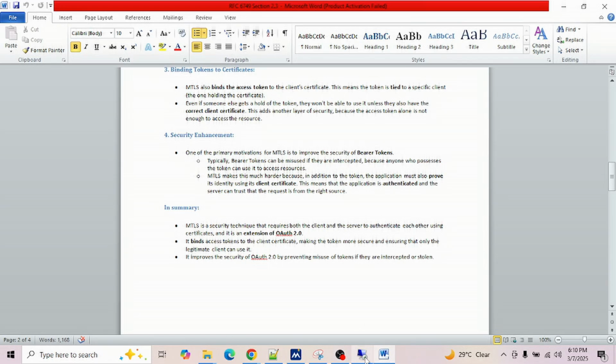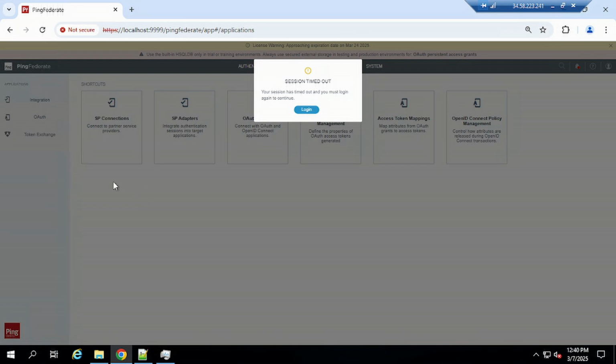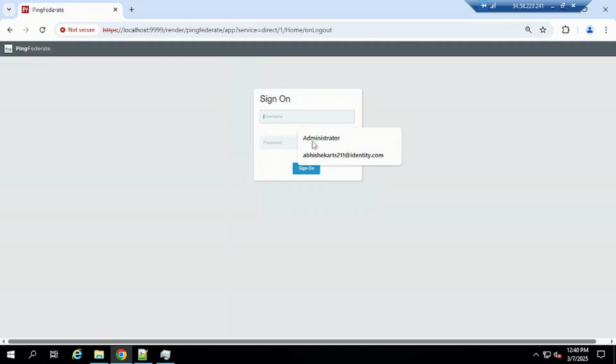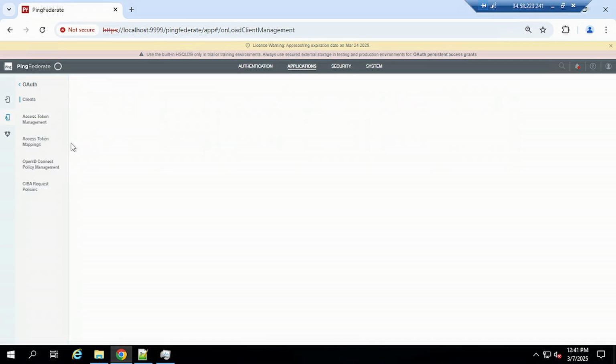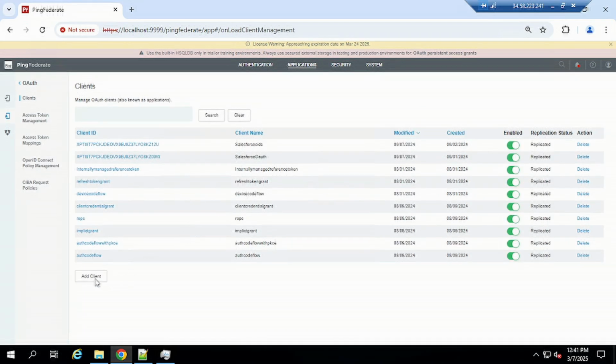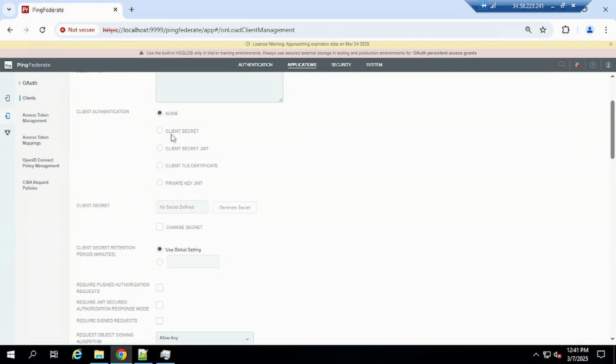So let me show you. In PingFed, if you go to the OAuth clients, you can see that. Let's click on add client. So you can see you have the methods here, right? Client secret, JWT, client TLS certificate, private key JWT. What we talked about in this session, the client secret, we already used and you know about that. But we also talked about client TLS and the private key JWT, right? So this is the mutual TLS part, and this is the private key JWT we discussed right now.